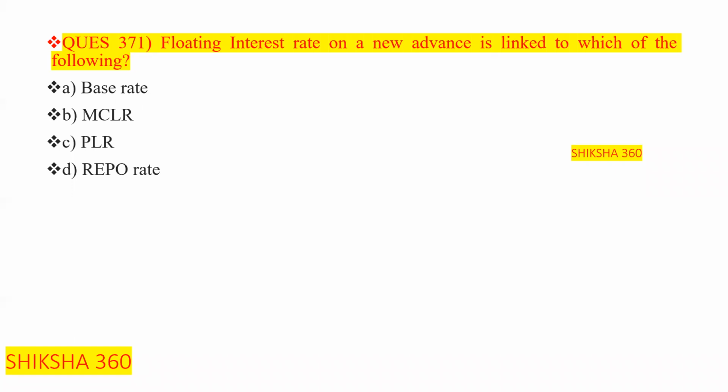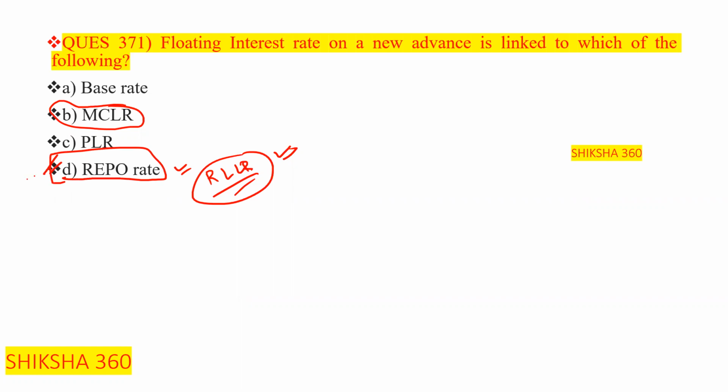Repo rate. Presently it is linked with the RLLR, the repo rate, so option D is the answer. Earlier it was linked to the MCLR. In the book you will find MCLR, but presently it is linked with the repo rate. So in the examination, if they ask this type of question, go with option D, that is repo rate. For the last 1.5 years it has been linked with the repo rate. Earlier it was linked with the MCLR; now it is linked with the repo rate.